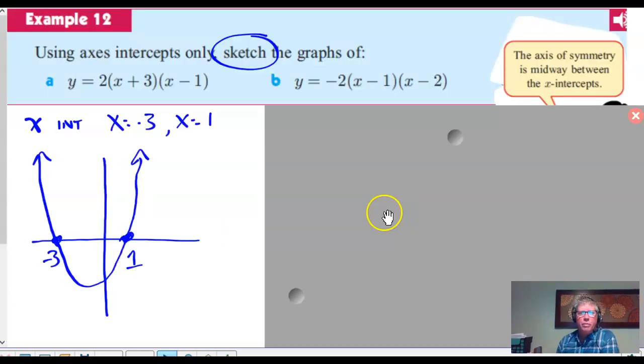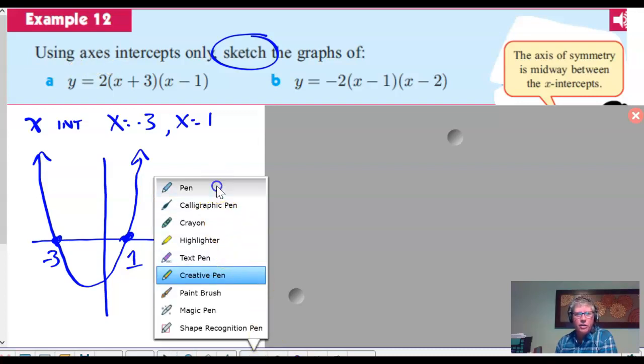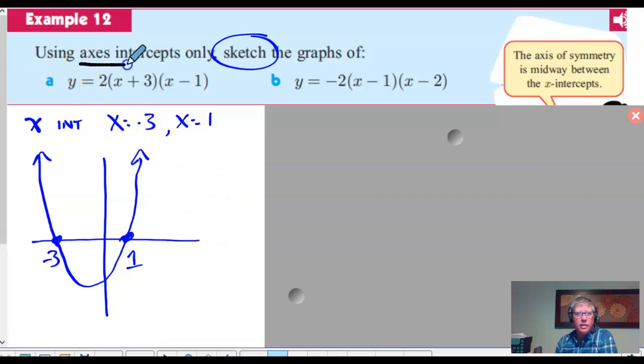All right, I circled the line sketch. Okay, there we go. Let's do our good old pen. Intercepts only. So this is really letting you relax a little bit. Hey, this is in factored form. That means I know I have a zero, or a root, at -3, and I have a zero, or root, at +1. So I'm going to go ahead and mark those.